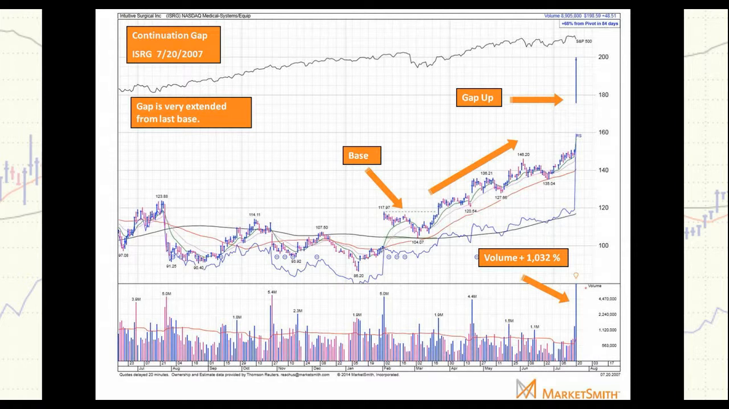It is extended from the last base, and in this kind of case, I will never try it at this point, okay? But you know that, okay, this could be a continuation gap or an exhaustion gap. I'll show you both of them. They look identical at this point.